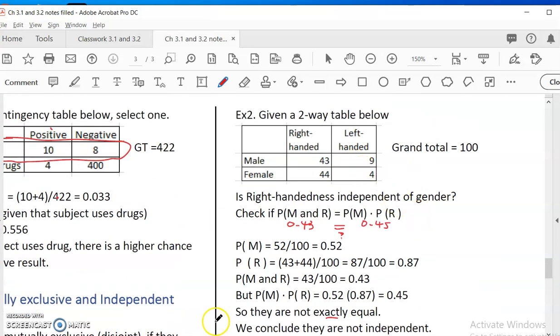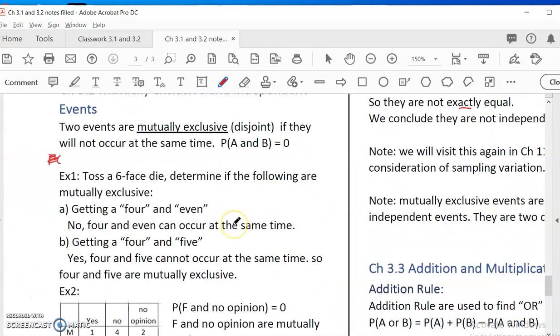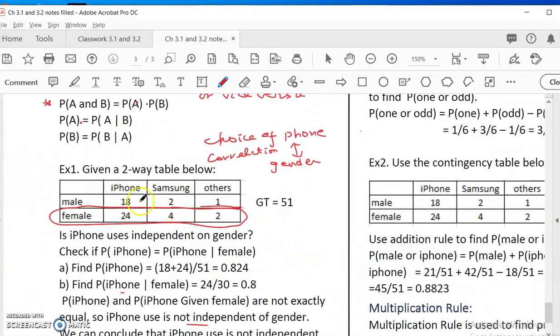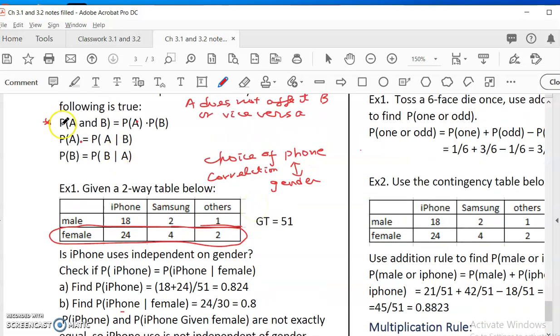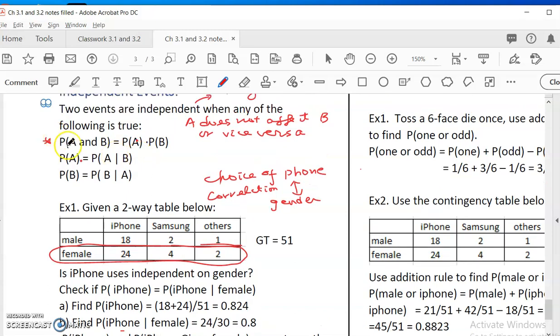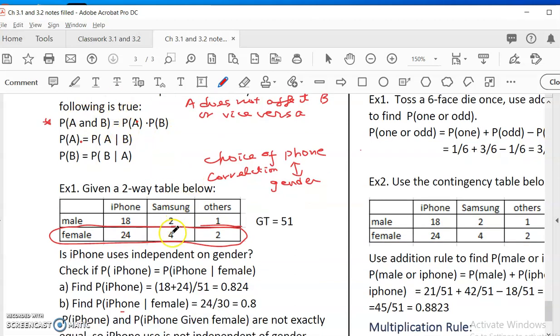For the time being, just remember that for checking if a two-way table's categorical variables are independent of each other, check one of these three. My favorite is actually the first one because the conditional is kind of difficult to do sometimes, but the and is very easy. So you just have to say the probability of A and B in a two-way table is just one cell over the grand total. These are either one column over the grand total, and this is another column over the grand total. If they're equal, they're independent. So I usually use this to check.